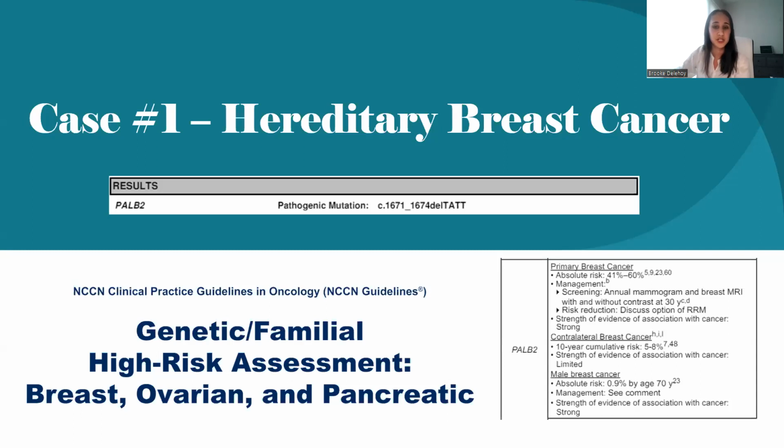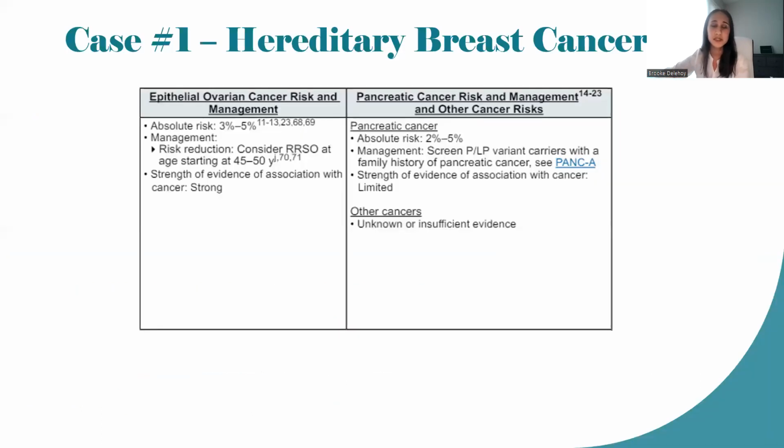Now, I want to mention with PALB2, while we're focusing on hereditary breast cancer on this particular slide, on the next slide, you will see that there is risk for other types of cancers if people are identified to have a mutation in this gene specifically. You'll see on the left, ovarian cancer risk. We do know that there is an elevated lifetime risk for women to develop ovarian cancer. We say between 3 to 5%. And again, this screenshot was taken from those same NCCN guidelines.